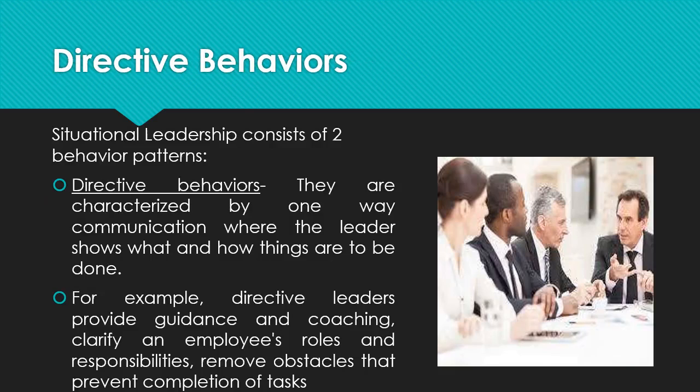Now we will talk about situational leadership styles. Situational leadership consists of two behavior patterns, directive behaviors and supportive behaviors. Directive behaviors are characterized by one-way communication, where the leader shows what and how things are to be done. For example, directive leaders may provide guidance and coaching, clarify an employee's roles and responsibilities, remove any obstacles that prevent completion of tasks, and give awards when appropriate.